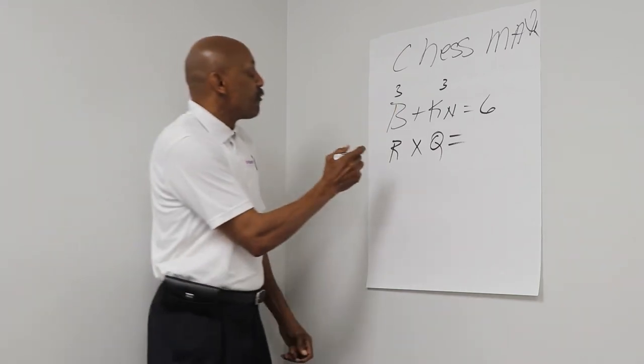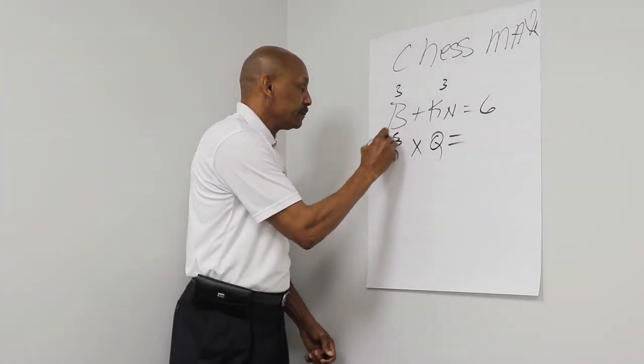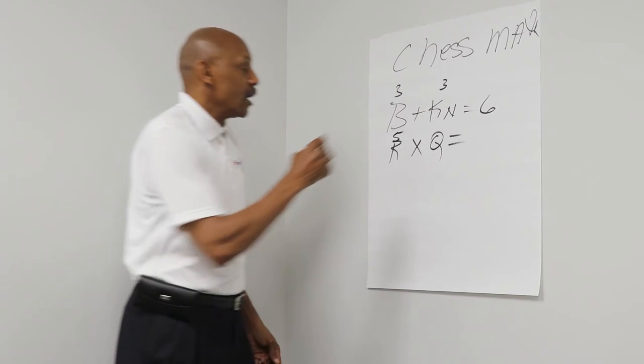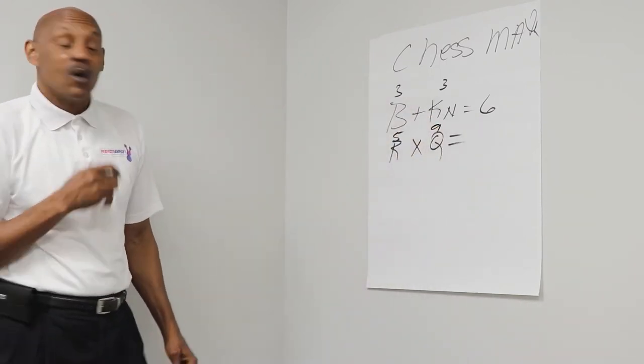So as we move forward, we have R. R equals what? 5. And then Q equals what? 9. And then 9 times 5 is what? 45.